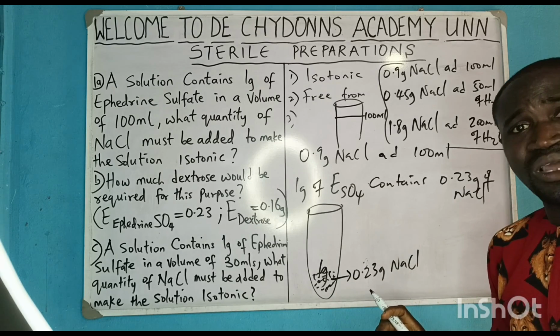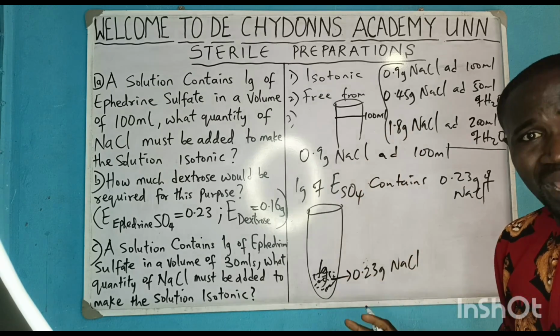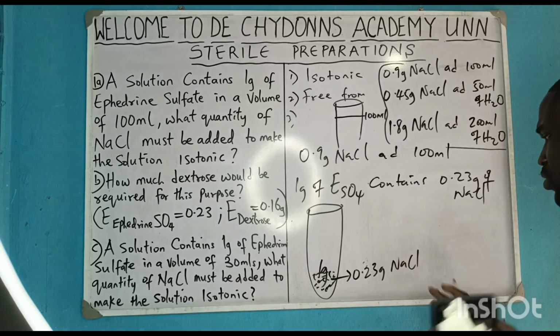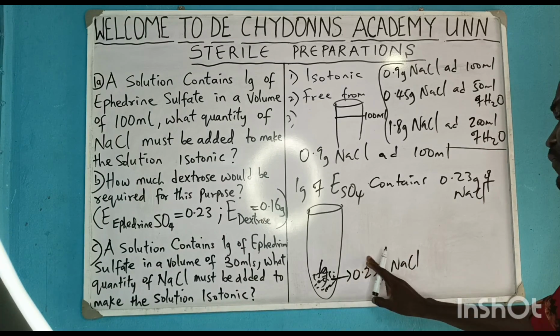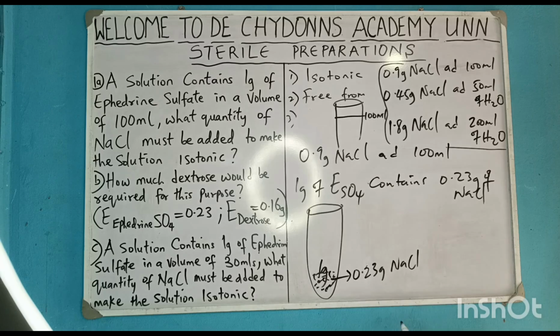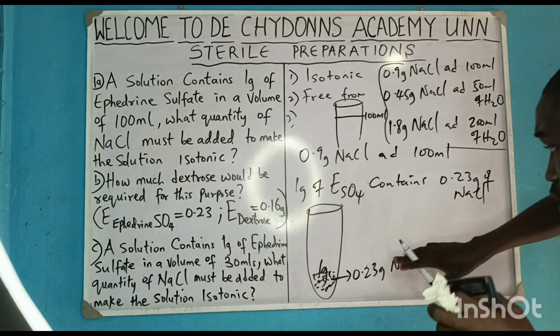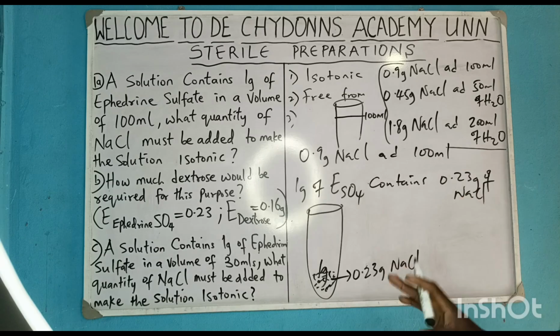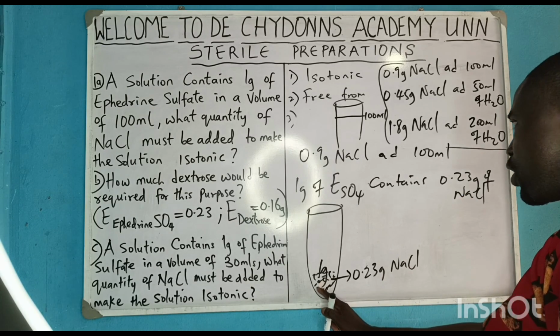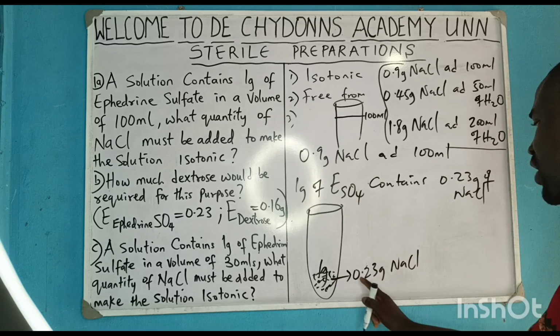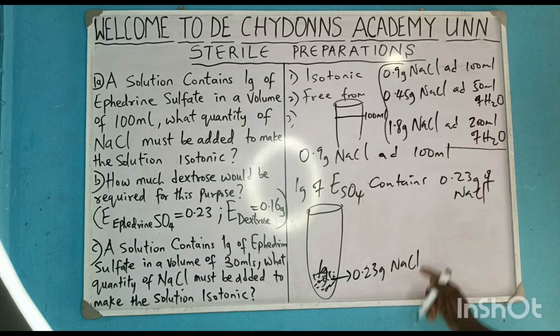Where will you start to cram from? How many drugs are you to cram? Are you getting it? So you are not meant to cram it. So in case you are already wondering, should I cram all this? No, you are not to cram it. But you must know the techniques that are to be followed to answer this question. Now, this 1 gram of ephedrine sulfate contains 0.23 gram of this.